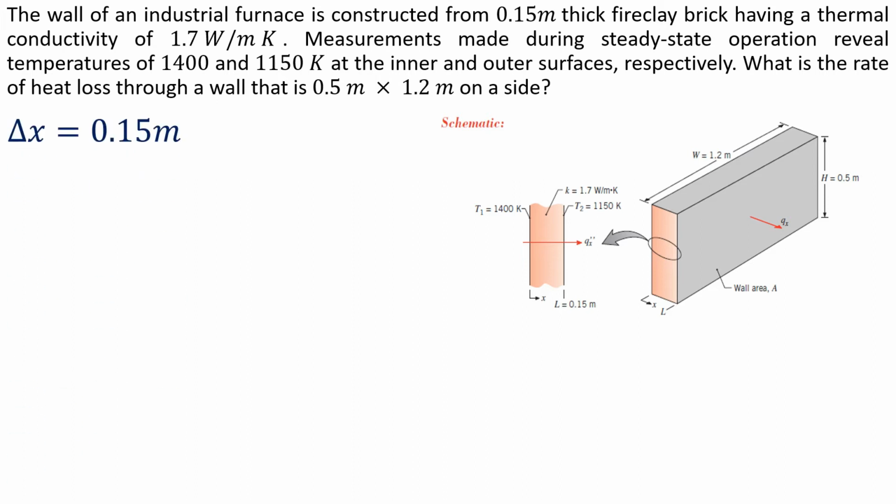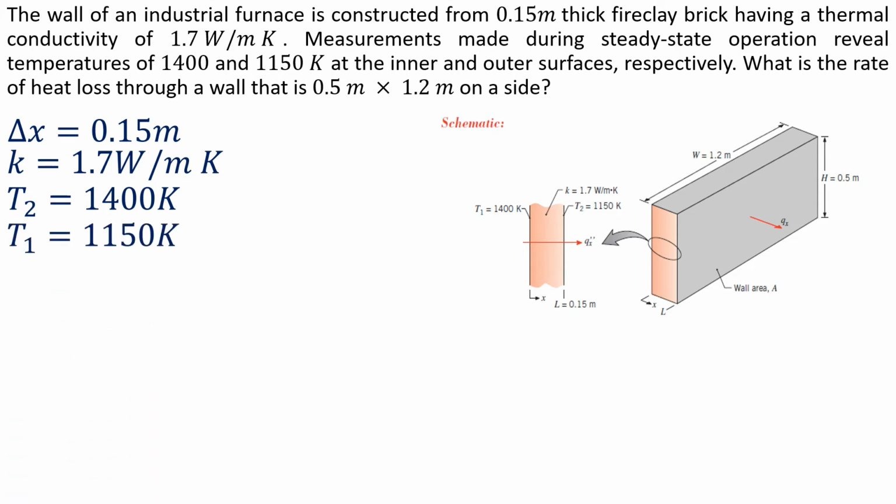We have a thickness of the wall of 0.15 meter. We have a thermal conductivity of the material of around 1.7 watt per meter Kelvin. The temperature at the inner side we have marked T2. It is up to you whether you take the inner side as T1 or the outer side as T2. It doesn't matter. Inner side temperature is 1400 Kelvin, while outer side temperature is 1150 Kelvin.